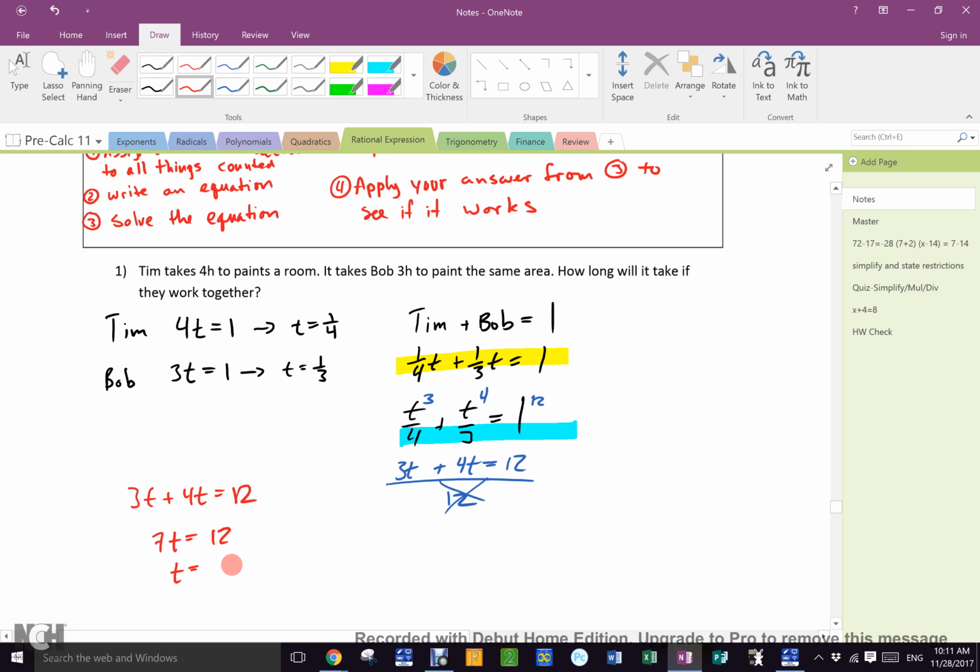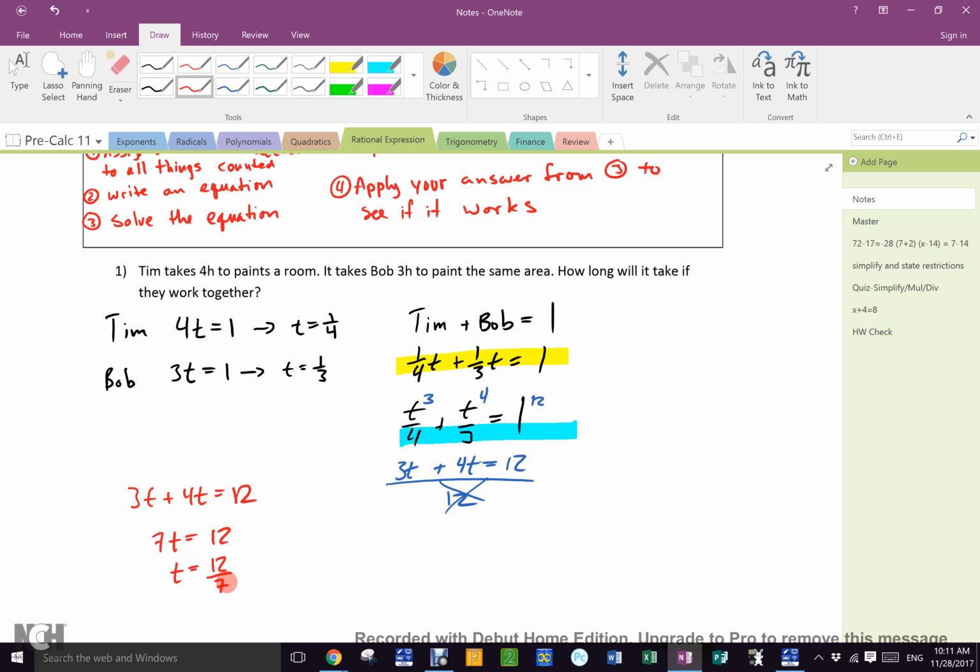Dummy head. 12/7. Does that make sense? 12 sevenths is 1 5/7, right? 1 hour and a bit. Does that make sense? That working together, they would take 1 hour and a bit.